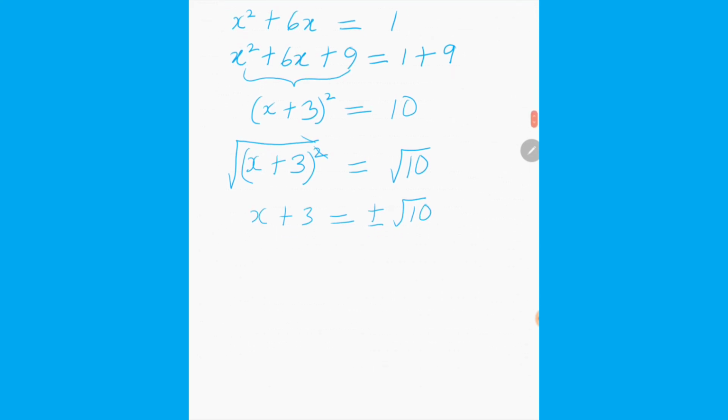Then the next thing is x will now be equal to minus 3, if you move plus 3 to the other side, it becomes minus 3. Then you have plus or minus root 10.